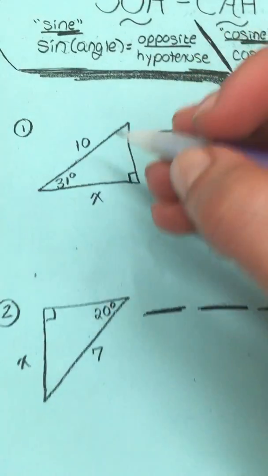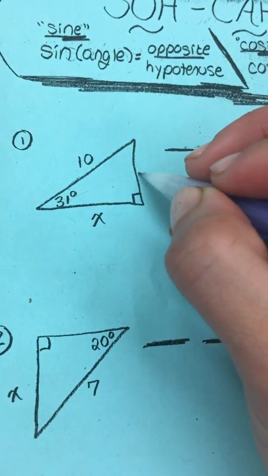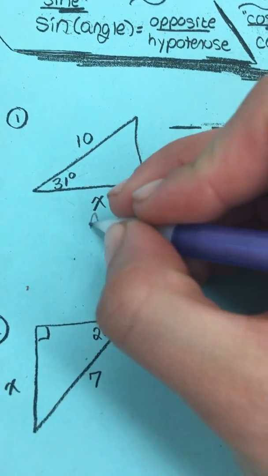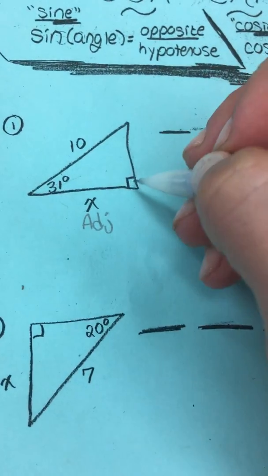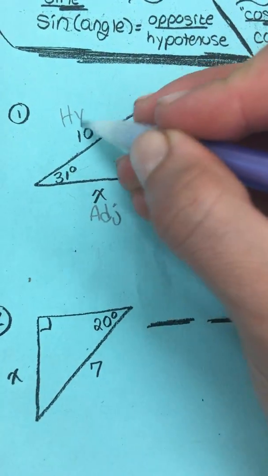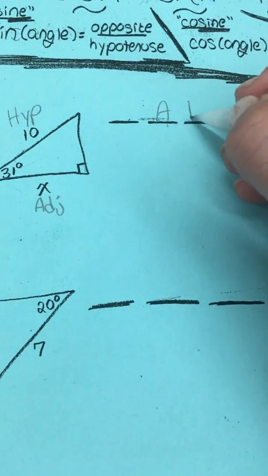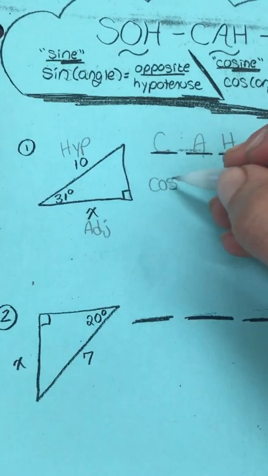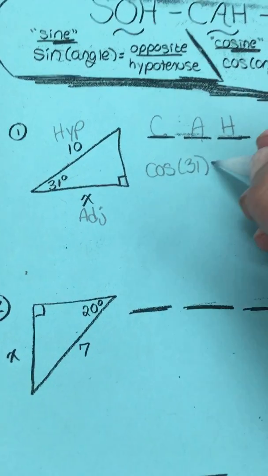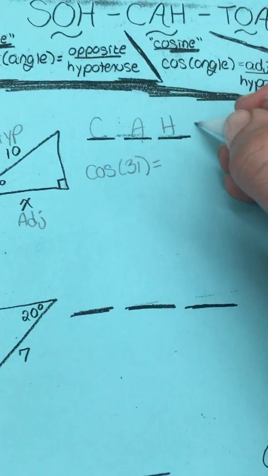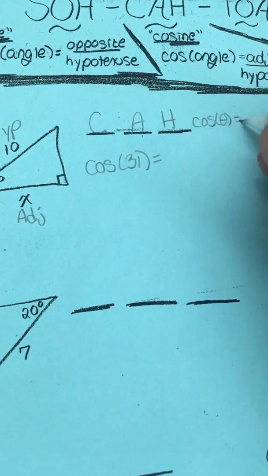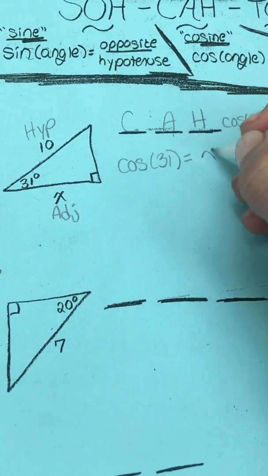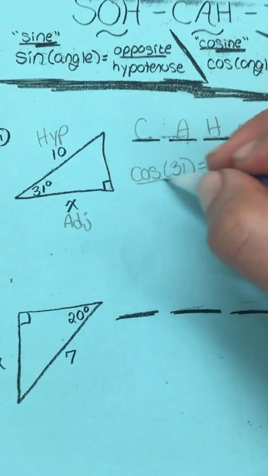In the first one, here's our angle. Right across from it we don't have the opposite, but we do have the one that makes a 90 degree with the opposite, which is the adjacent. So let's call that A, and right across from the 90 is the hypotenuse. We have A and H, so this is a case of CA, or cosine. So we write cosine of the angle is equal to A over H, and here we can put in our numbers. So it would be X over 10.